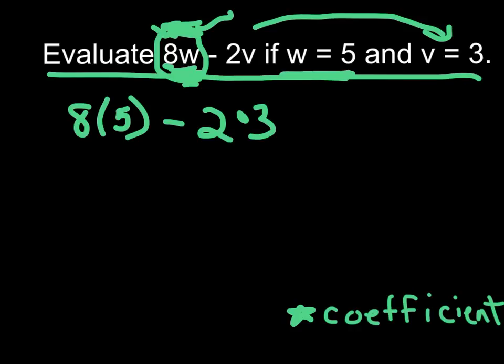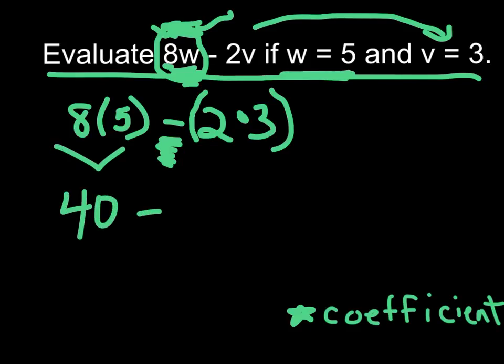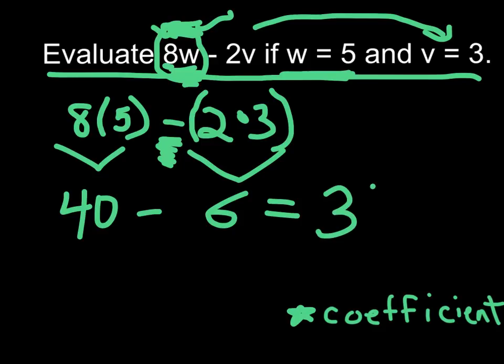Now, I remember from my order of operations that I'm always going to do my multiplying before I do my subtraction or adding here. So if I want to solve this, I'm going to take 8 times 5 is 40, and that's minus, and let's see, 2 times 3 is 6. And so now it just becomes a simple subtraction problem, and I know that that's going to be 34.